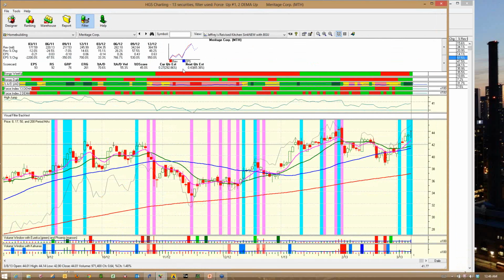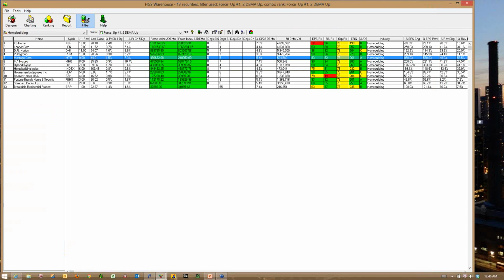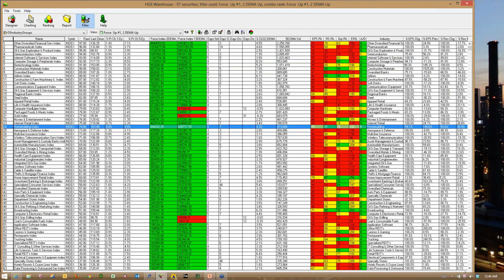Veritage has a lot of strength, good earnings per share growth, number of pocket pivots at the end of last week. Looks like it wants to run as well. So I still like home builders. And let me see if there's anything else here I want to look at before I go to the short side.